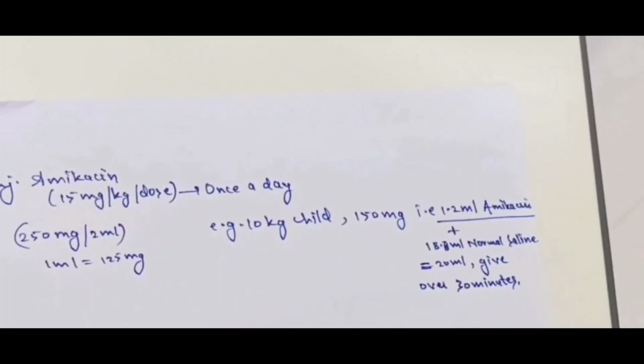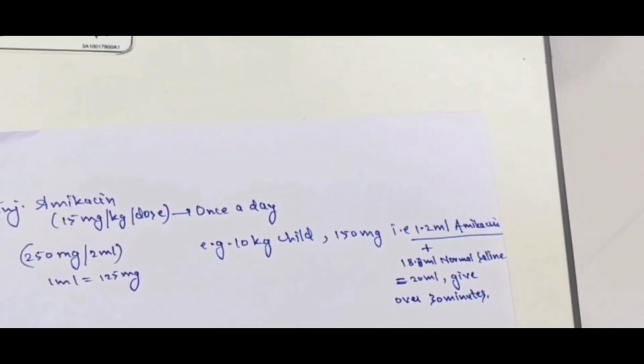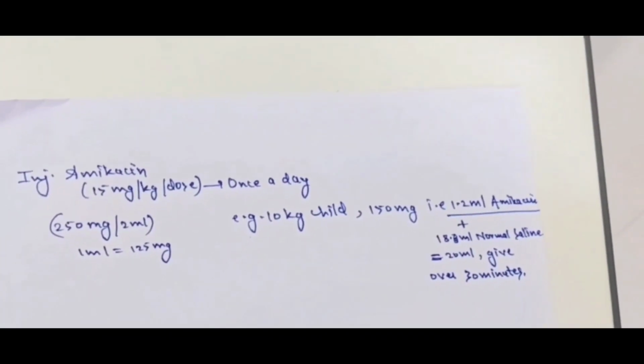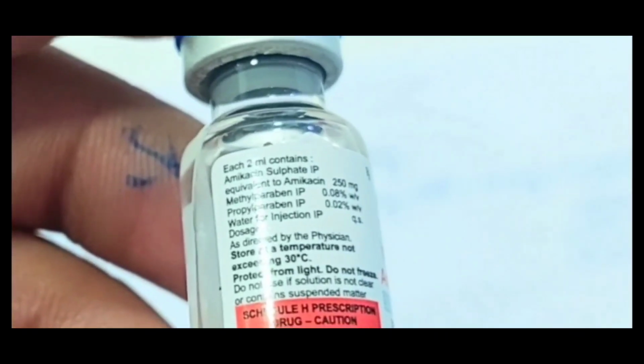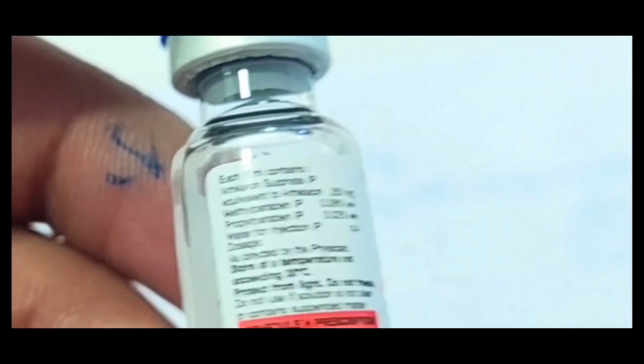For example, if a 10 kg child is there, then the dose will be 150 mg, that is 1.2 ml amikacin, and we have to dilute it further in 18.8 ml NS to make 20 ml, and we have to give it over 30 minutes. You can see here each 2 ml contains 250 mg, that is 1 ml contains 125 mg. So this comes in liquid form. This is the amikacin injection.